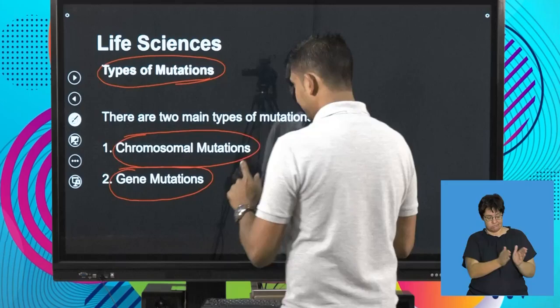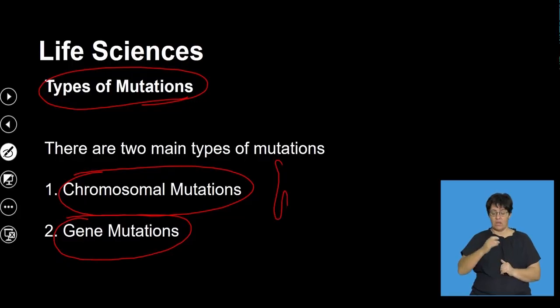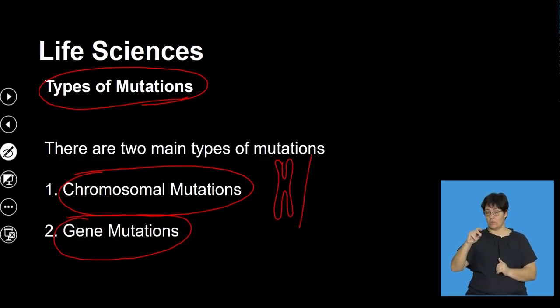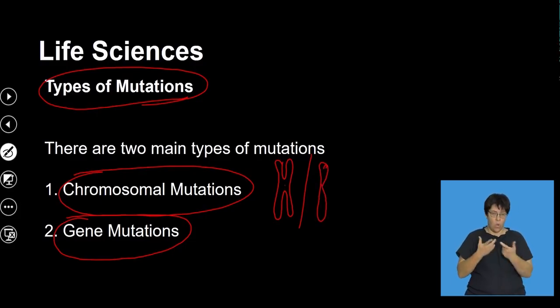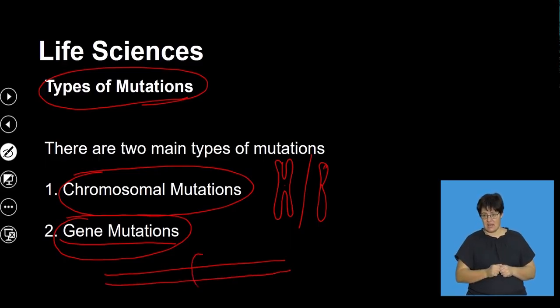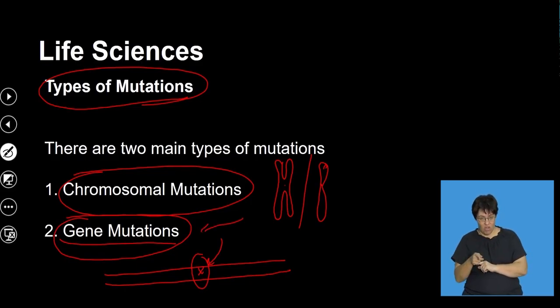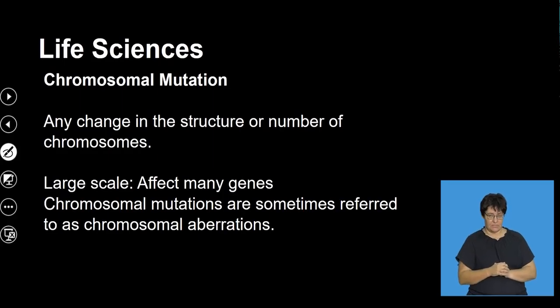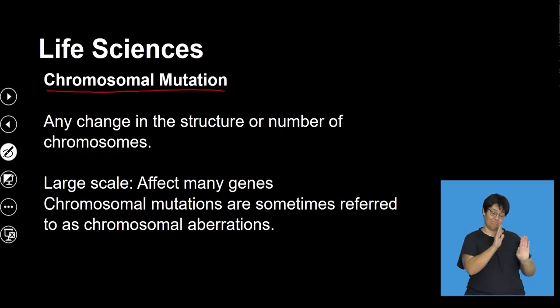So when we refer to a chromosome mutation, it's important that we recognize that that's a chromosome or a chromatid. When we refer to a gene mutation, it's important that we recognize that that's a sequence of DNA, and if a sequence of DNA has a single change at a specific point, then we refer to that as a change in the gene, referred to as a genetic mutation or a gene mutation. So let's try and unpack chromosomal mutations first.